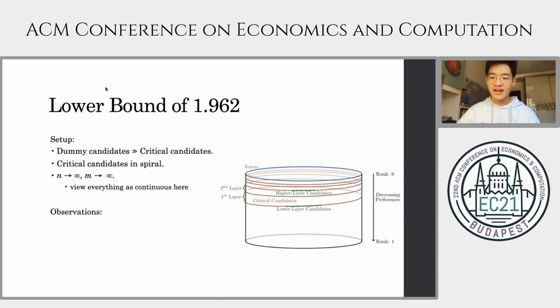The spiral is organized in such a special way, such that the following observations are available. First, greedy will only choose the critical candidates. And second, the greedy chooses the critical candidates in order. In particular, the greedy will first choose the lower layer candidates before choosing the higher layer ones. In this instance, the Cauchy inequality in the proof for the upper bound of greedy is almost tight, so this enables us to achieve the desired lower bound of 1.962.